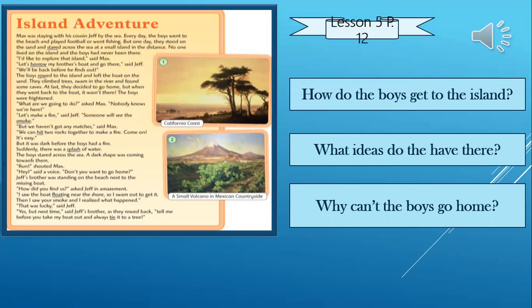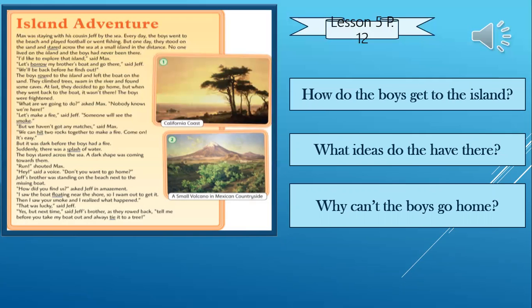The boys rowed to the island and left the boat on the sand. They climbed trees, swam in the river, and found some caves. At last, they decided to go home. But when they went back to the boat, it wasn't there. The boys were frightened. "What are we going to do?" asked Max. "Nobody knows we're here." "Let's make a fire," said Jeff. "Someone will see the smoke." "But we haven't got any matches," said Max. "We can hit 2 rocks together to make a fire. Come on, it's easy."